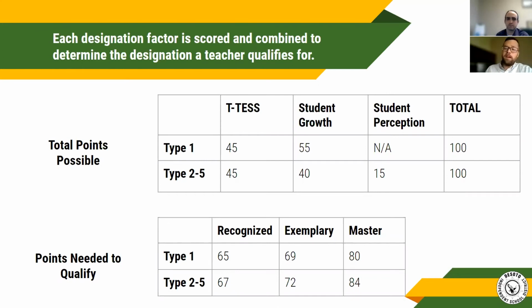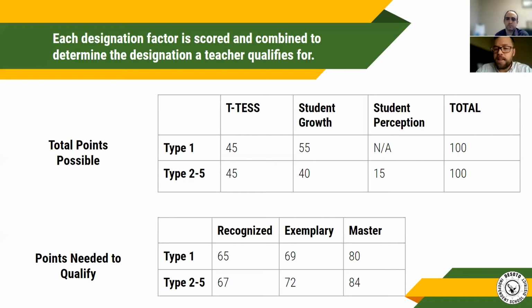And based on the number of points that you qualify for, so you might earn 40 points out of the 45 in T-TESS and 34 in student growth and 9 in student perception. Based on that number, if you have this threshold of points, after this year is all said and done, we will put you up for that designation. So any of our kindergarten through second grade teachers who earn a total of 65 points and meet the state requirements that Josh talked about would be put up for a recognized designation.